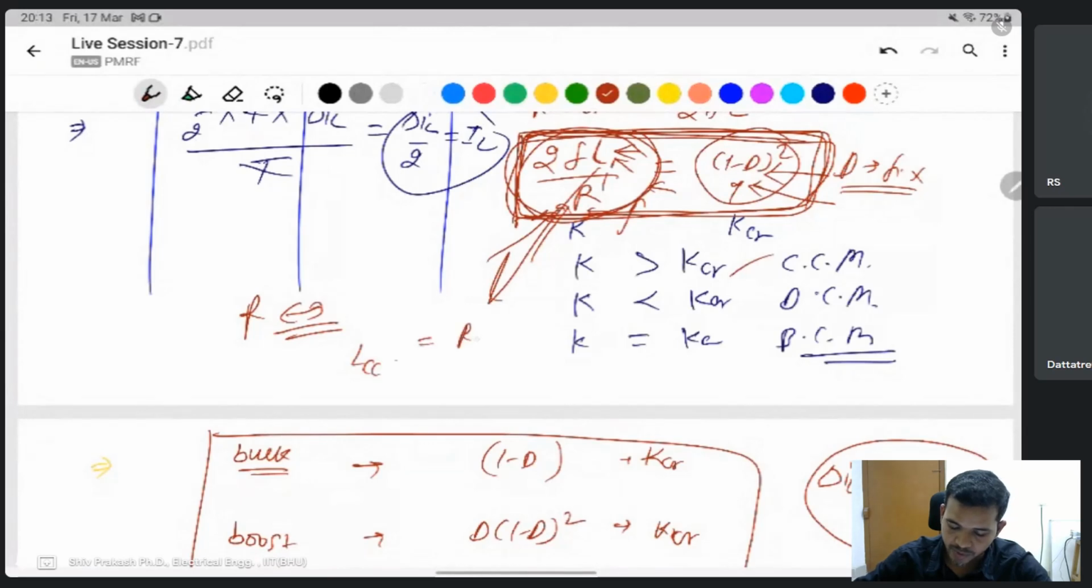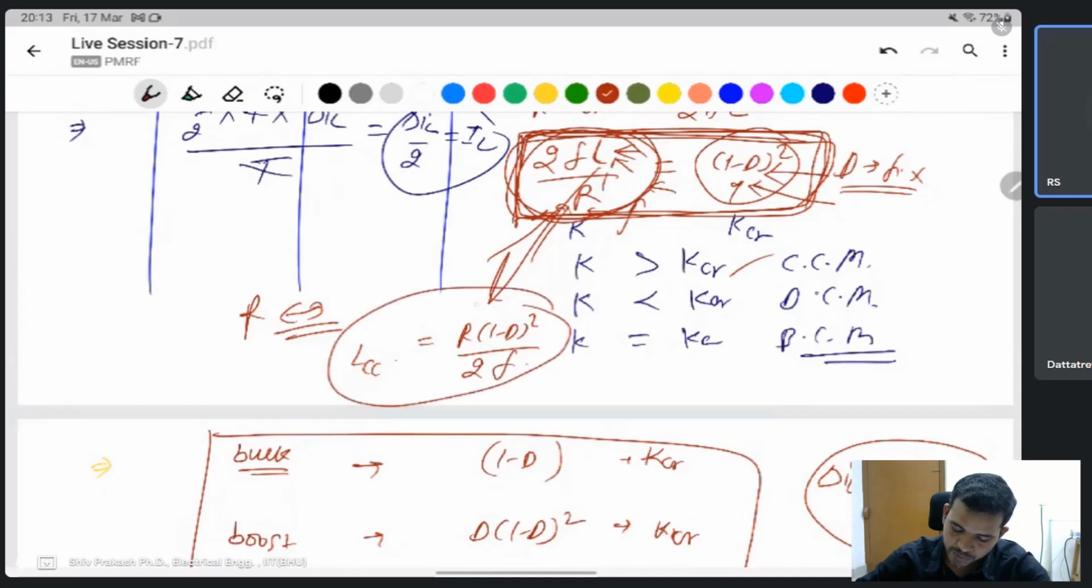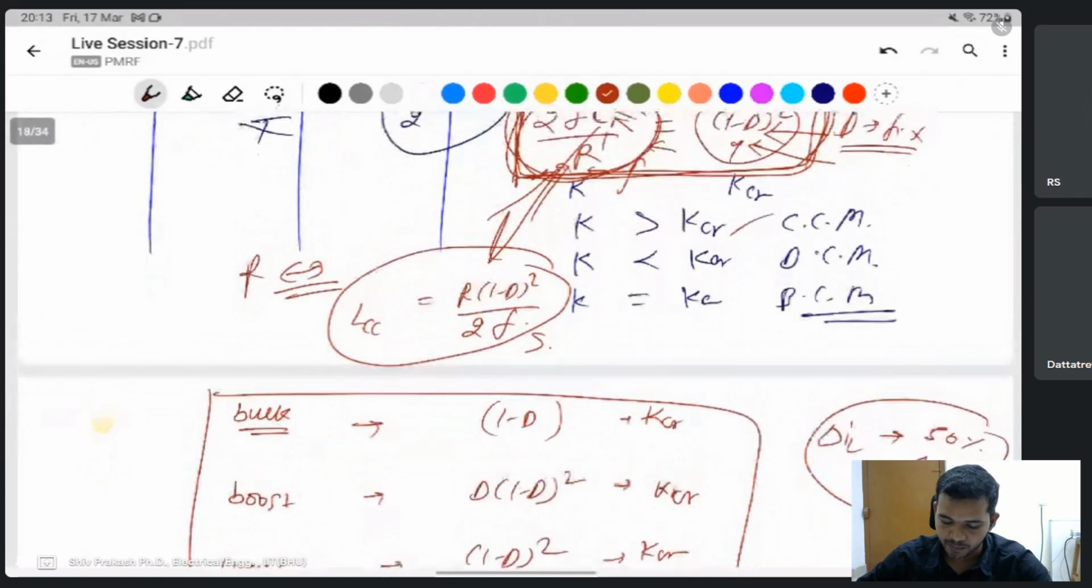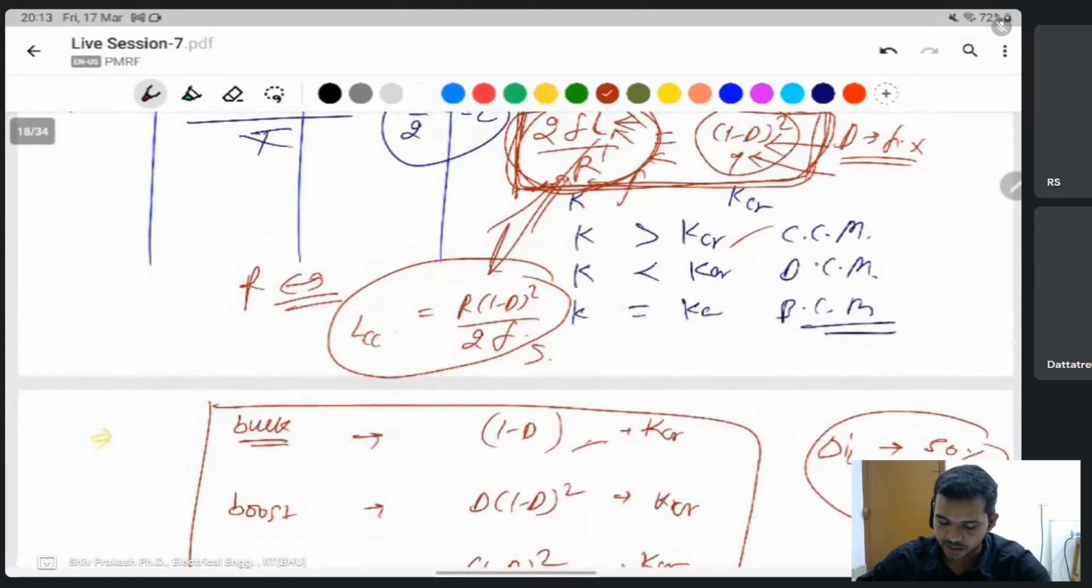The critical inductance is like this: R into (1 minus D) squared divided by 2F. This is particularly for buck-boost. For buck, it is R into (1 minus D) divided by 2F; the square is not present. This is for buck, and this is for buck-boost.